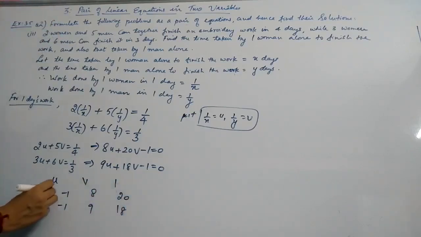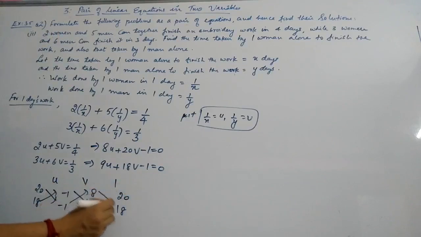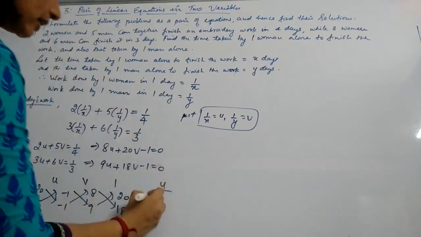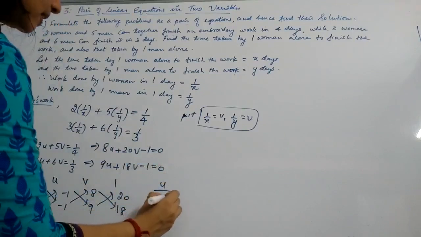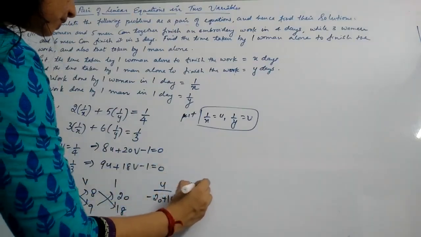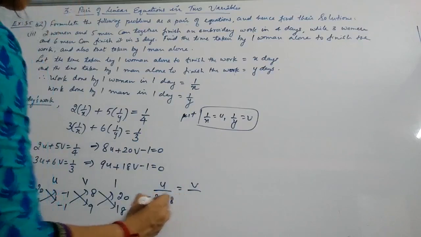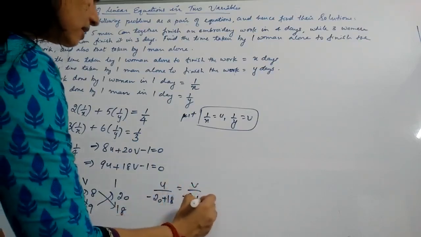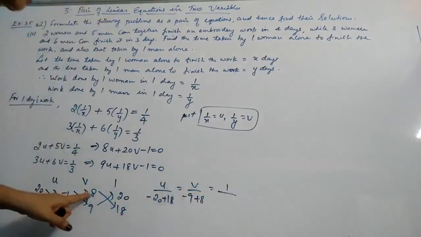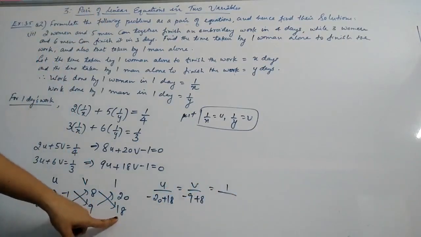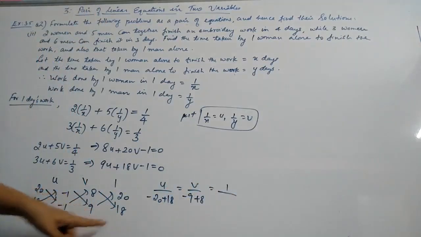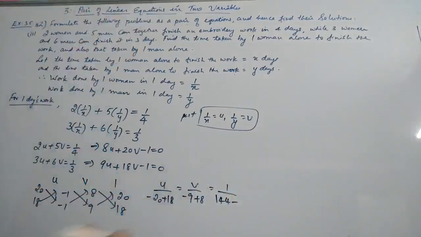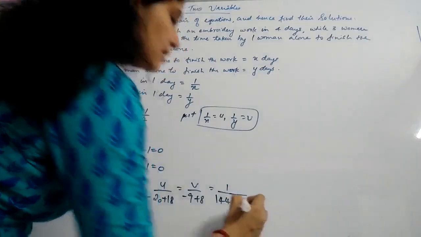Cross multiplying, you will get u divided by minus 20 plus 18 is equal to v divided by minus 9 plus 8 is equal to 1 divided by 18 into 8, which will give you 144, minus 9 into 20, which will give you 180.